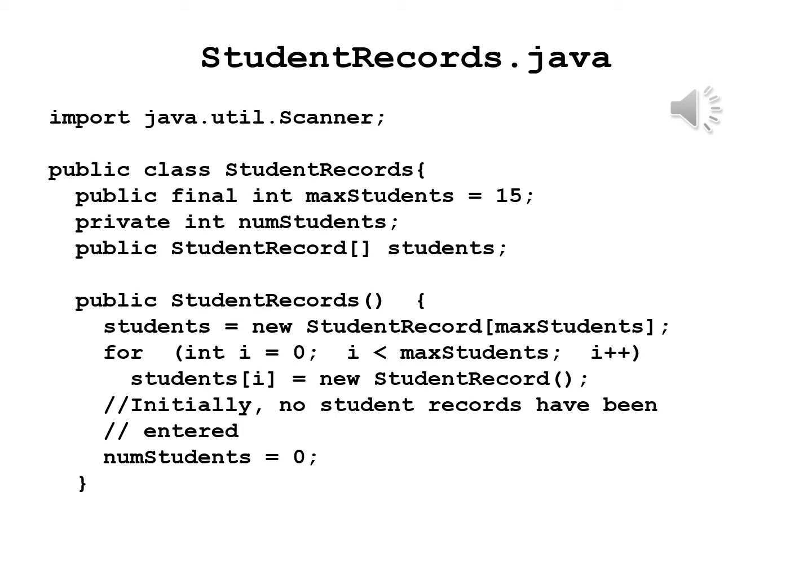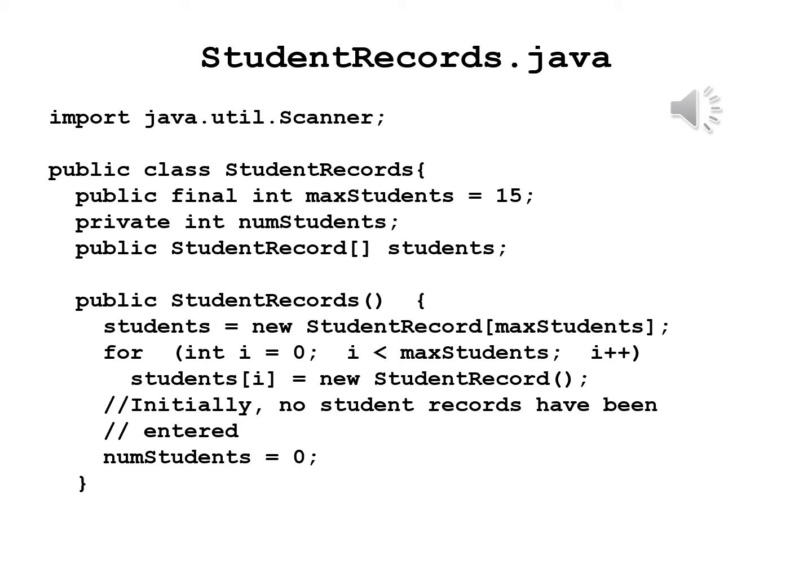This is the second part, the class StudentRecords, records in the plural. Because there's going to be input, I begin with import java.util.Scanner. Then I have the header, public class StudentRecords. There are 3 properties that the class has. Public final int MAX_STUDENTS equals 15. In other words, there is an upper limit of 15 students.